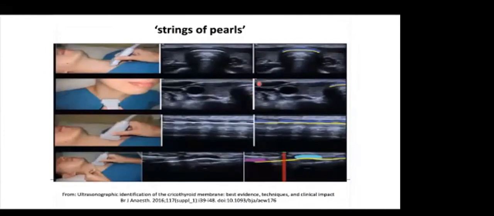As I mentioned earlier, strings of pearls can be identified in a longitudinal way. You can slide a pin or a metal object underneath the probe to exactly mark the membrane.